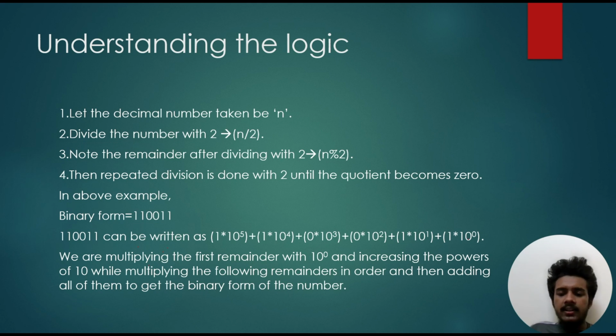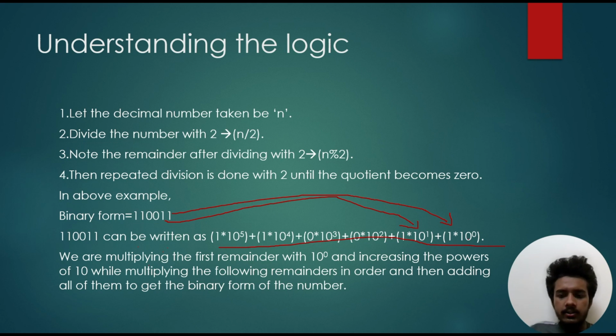From our example, we have learned that we read the remainders in down to up order, which means the first remainder is multiplied by 10 power 0, and then the successive remainder is multiplied by 10 power 1, and we keep increasing the powers of 10 until we obtain the last remainder, and we add all of them to obtain the binary form of the number. So this is the logic.